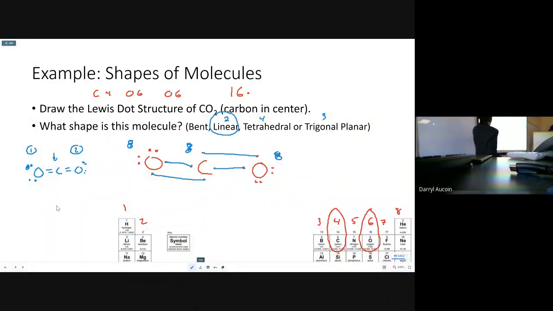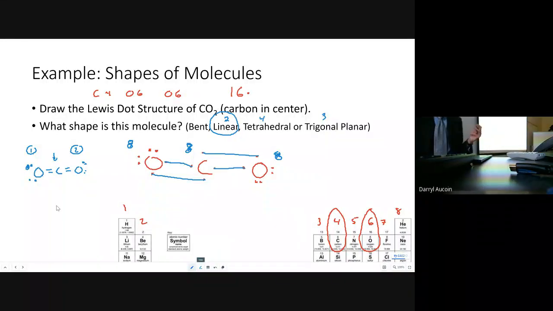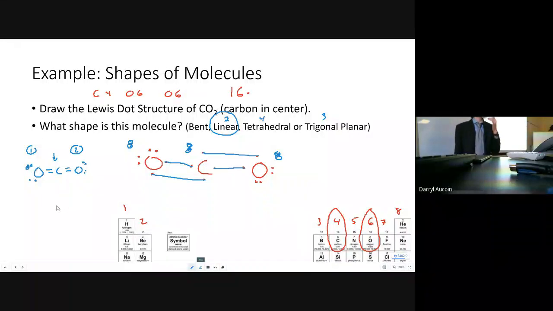So this would be a linear CO2 molecule. A molecule of CO2 is a linear shape. It's flat. It's not 3-dimensional. It's kind of just 2-dimensional there, just a straight line. And we could do that for any atom or any molecules we're working with.